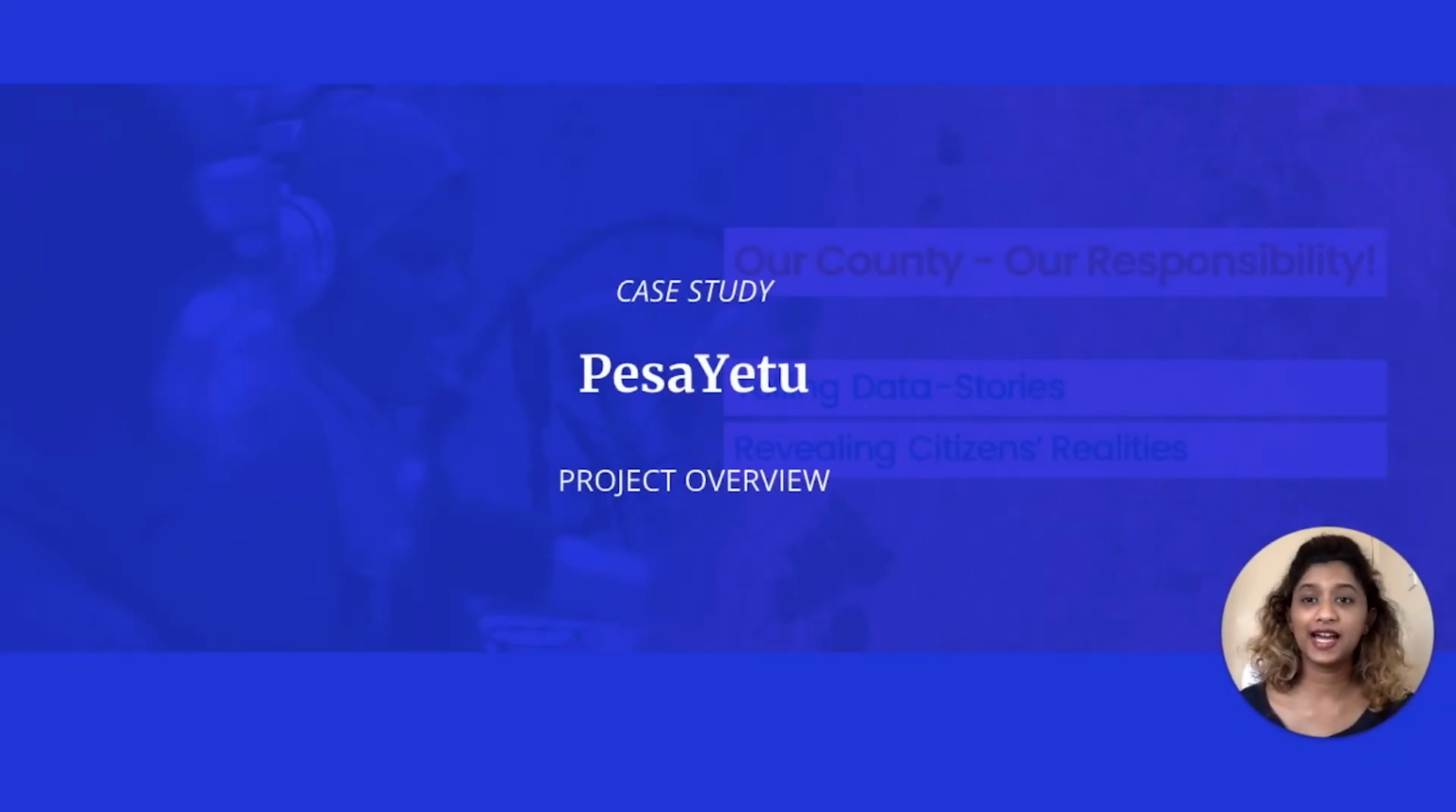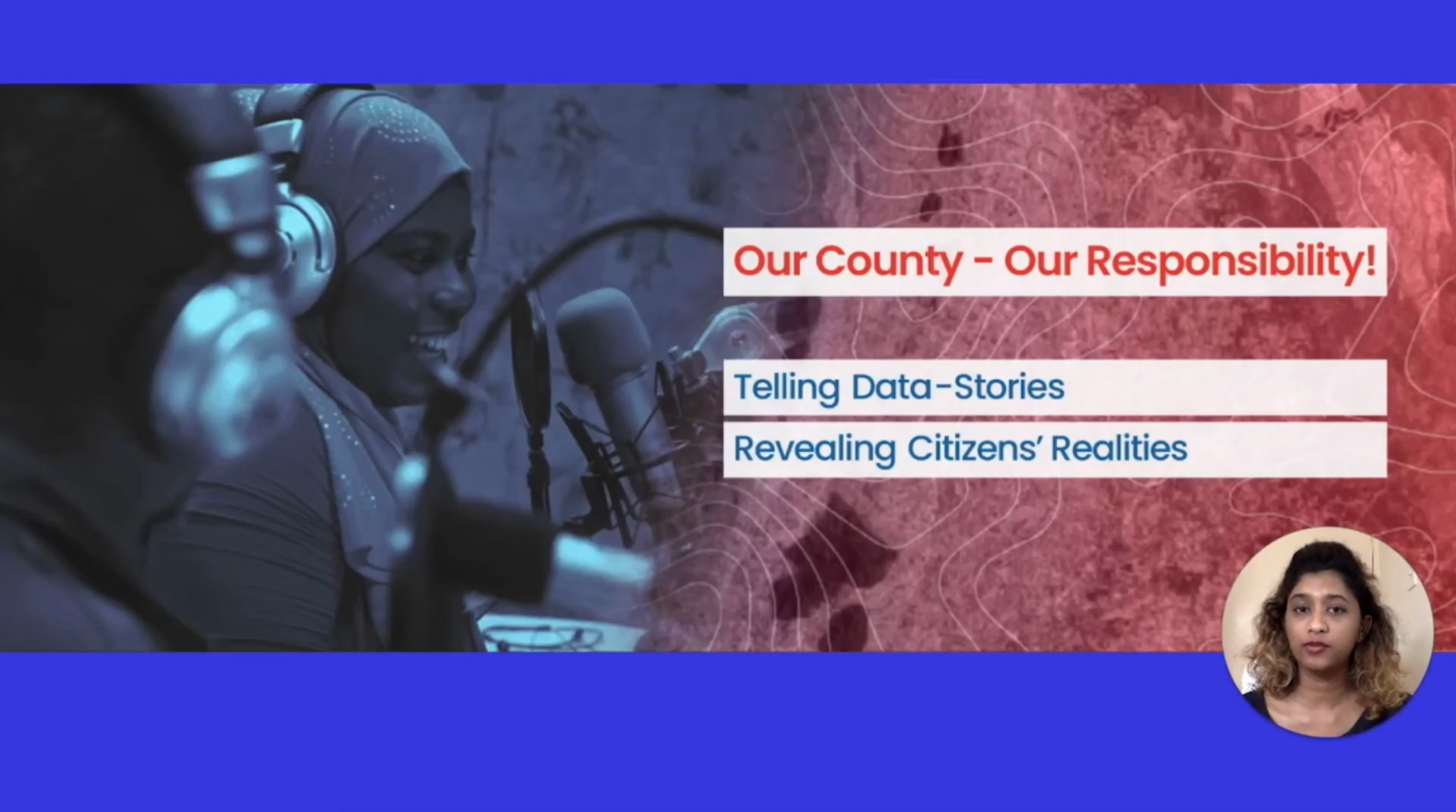The second case study I'll be looking at is the Pesa Yetu tool. Corruption and misuse of funds are common in county-level government in Kenya, and the public isn't always equipped with the knowledge to hold their government accountable. A majority of the public relies on radio stations as the main source of news and information.